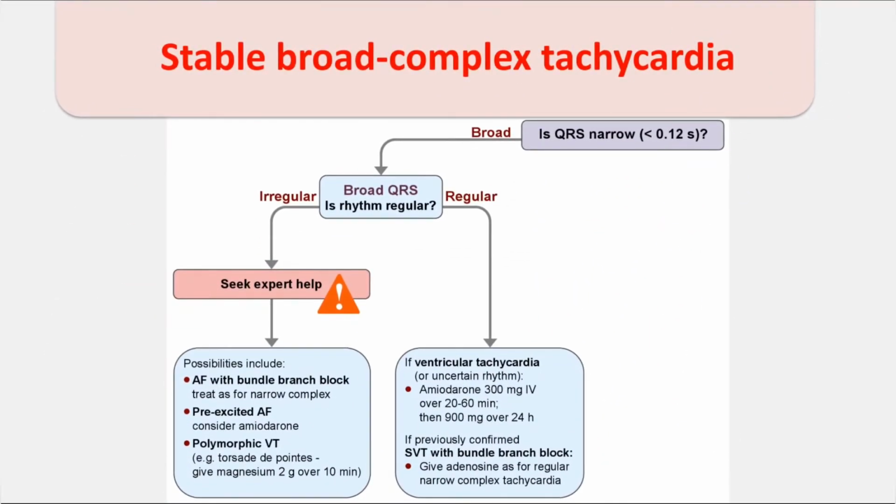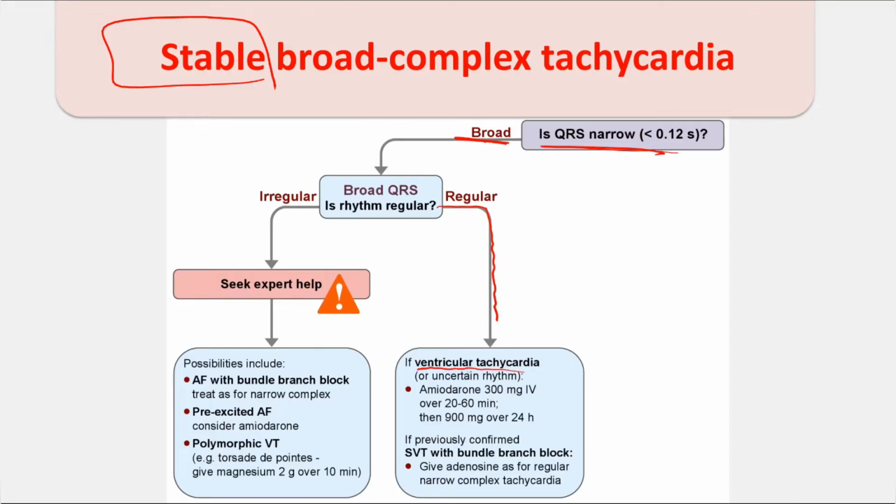So, if the patient has no adverse feature, meaning the patient is stable, with no shock, syncope, heart failure, or MI, then you have to do a 12-lead ECG and look at the QRS. If the QRS is broad, meaning more than 120 milliseconds or more than 3 small squares, then you have to look whether it's regular or irregular. If it is regular, it is most probably ventricular tachycardia.